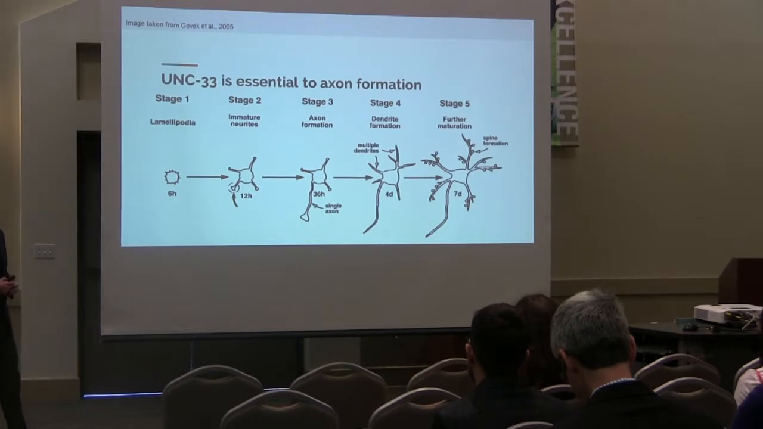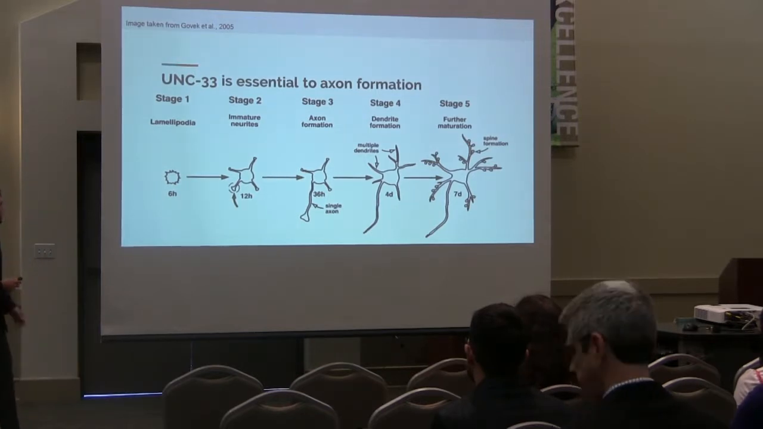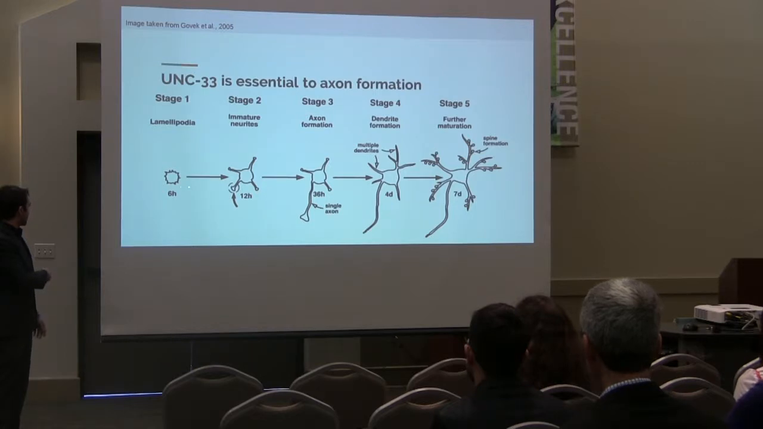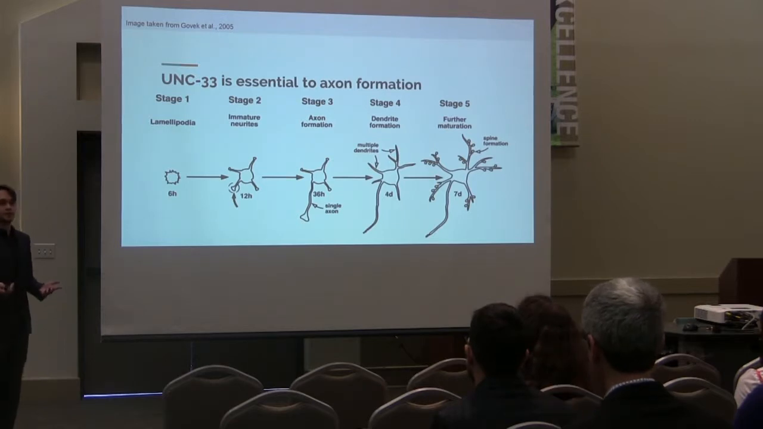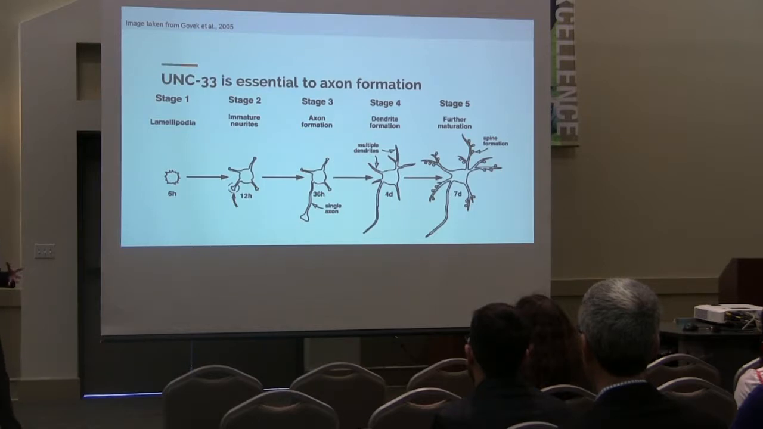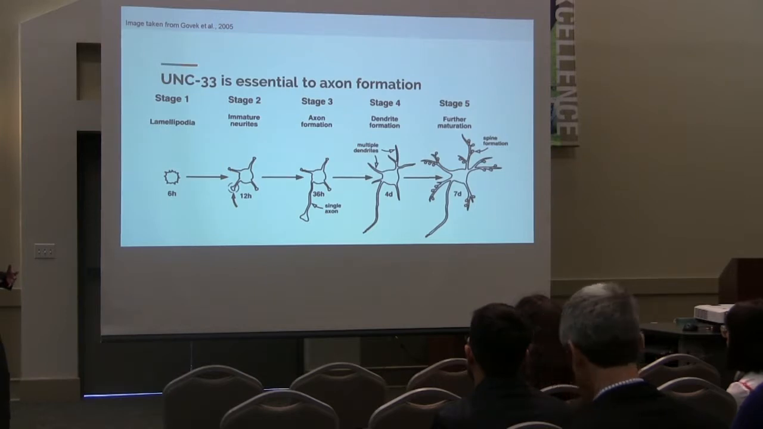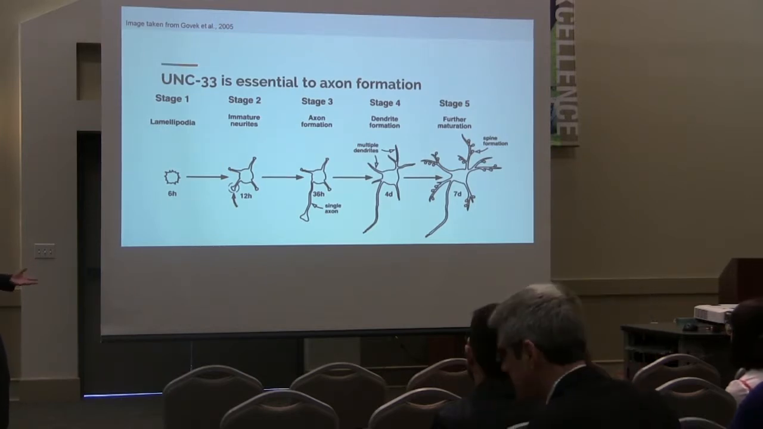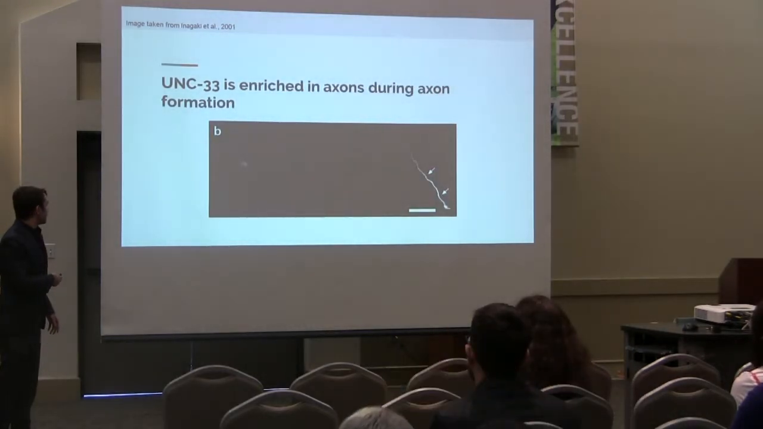So UNC33 is a protein that's essential to axon formation. So during the development of a neuron, you have a cell body. It begins to develop neurites, which are these protrusions. And these neurites are immature protrusions that eventually develop into either dendrites or a single axon in a normal, healthy nerve cell. And UNC33 helps in this process, or current researchers have shown that it's critical to this process in binding structural components like microtubules and stabilizing those, as well as regulating other components of the cell's homeostatic mechanism. That we'll talk about in just a second.